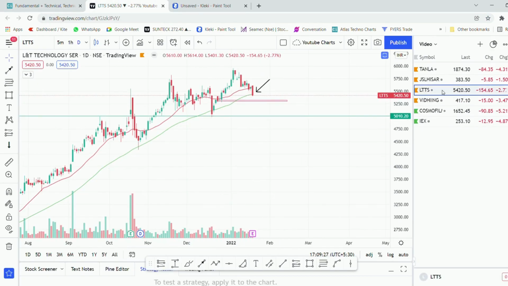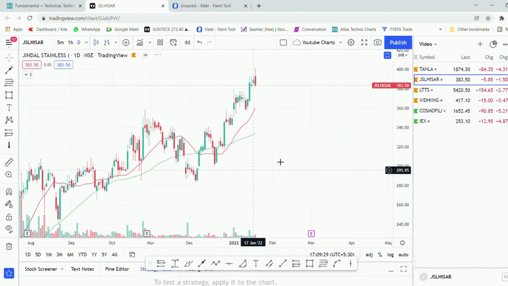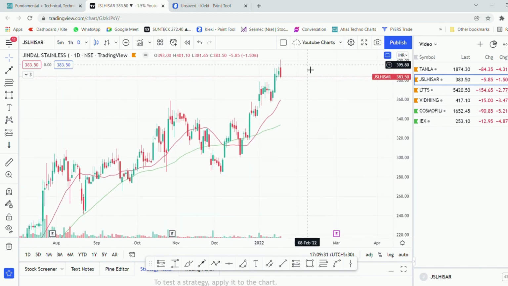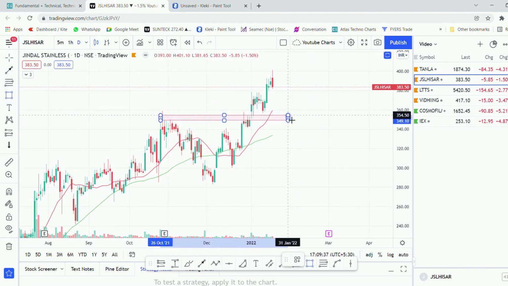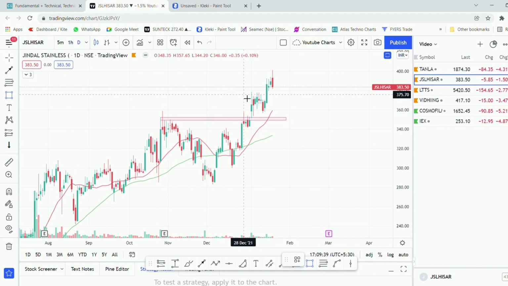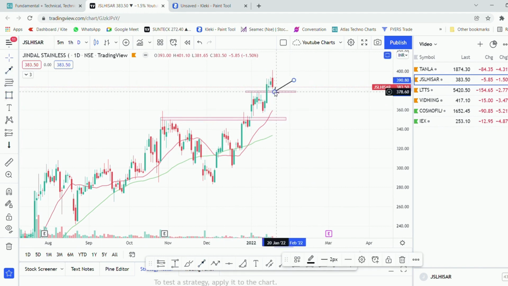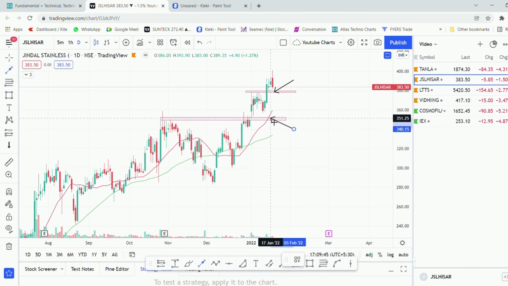stock. In case of JSL Hisar, as we can see, the stock is too much extended from the 21 EMA, and hence we don't have a proper risk to reward entry. So let us mark some key areas for this stock. One can enter on this area keeping this as a stop loss. One should always think in terms of risk and reward. If the risk is feasible to you, then one can enter into this stock.